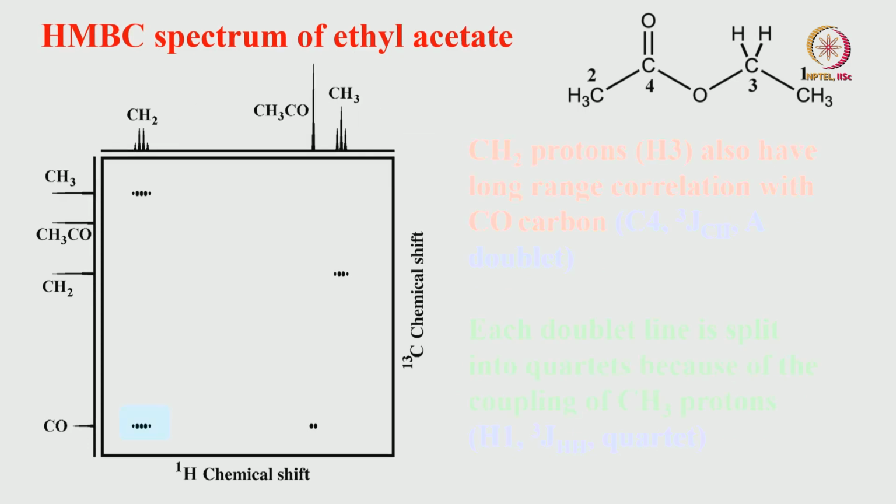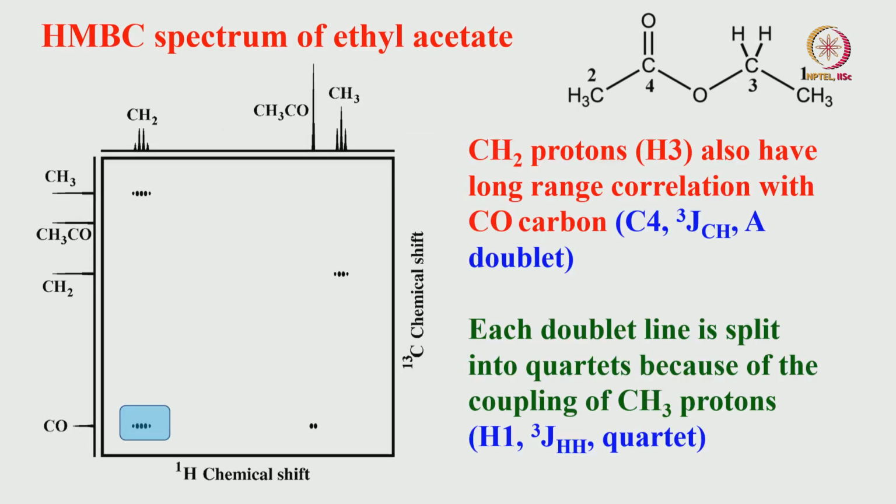And also if you see the CH2 carbon, this CH2 proton is also correlating to CO carbon. 1 2 3 bonds, 3 bond correlation is there. What will happen here? Because CH2 protons have a long range correlation to C4, it is a doublet first, and then each doublet line is split into quartet because of the coupling with Ca3 protons.